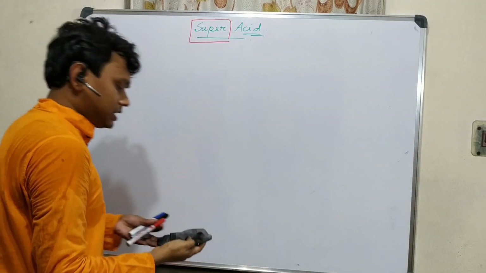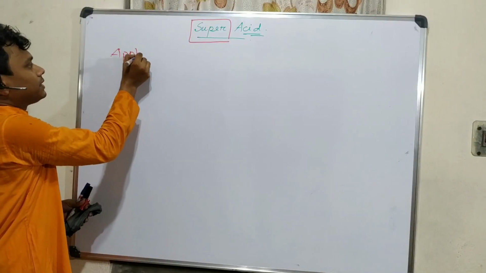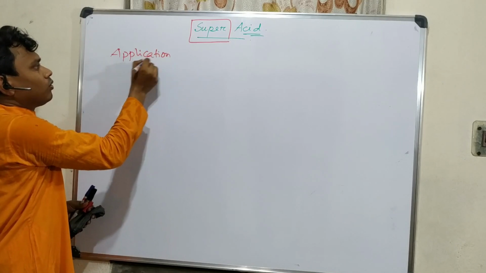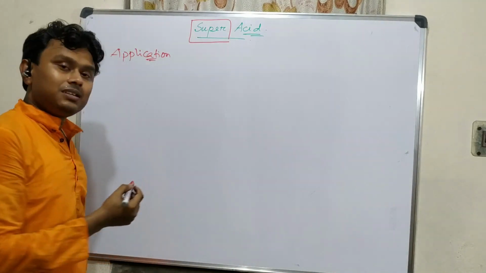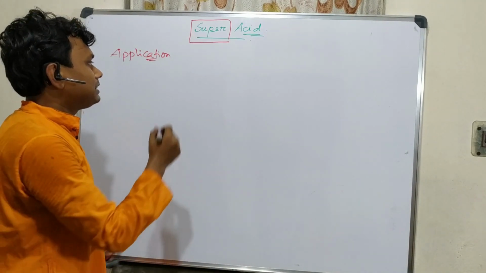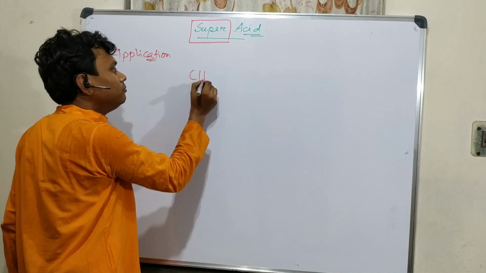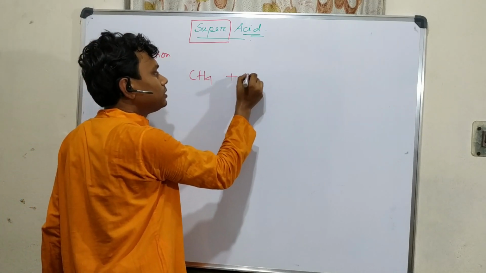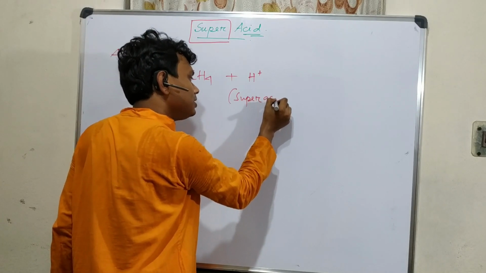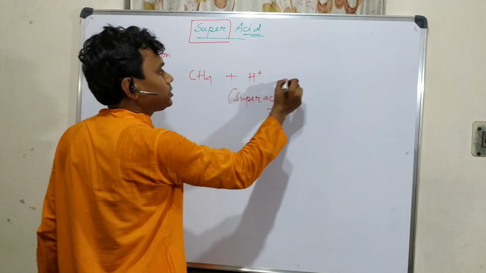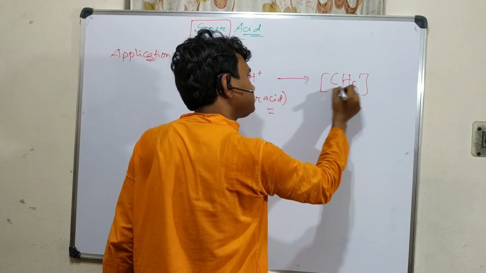Before that, let me tell you some applications of superacids. From the name you can see that it should be useful in some cases. Superacids are so active that they can even protonate alkanes, for example methane. Always remember, only a superacid can do this. It produces CH5 plus.